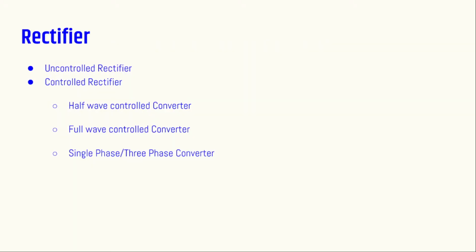Now you understand what power electronic devices are available. One of the power electronic devices is the rectifier. A rectifier converts AC to DC. What is the exact function of a rectifier? Rectifiers are of two types, classified into controlled and uncontrolled rectifiers.